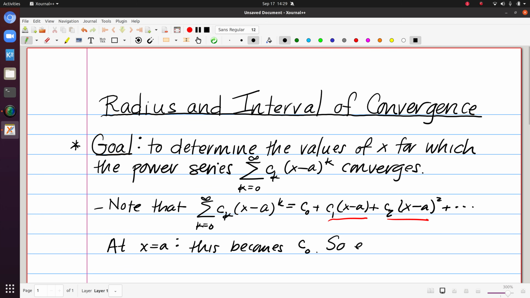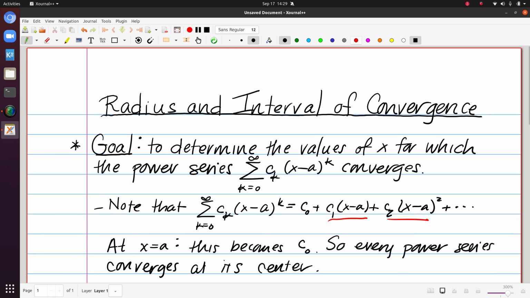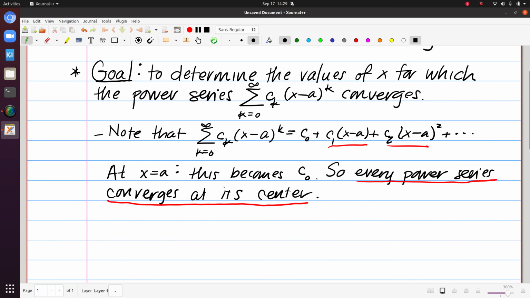What this means is that every power series converges at its center. So this is going to be a fact. Every power series converges at its center. That tells us information about one value of x. And the question we want to consider is where, if anywhere, else might it converge?